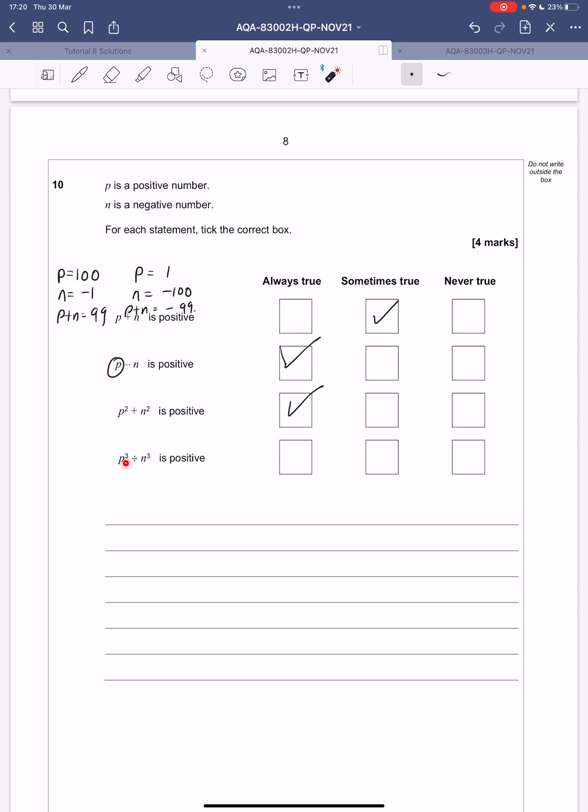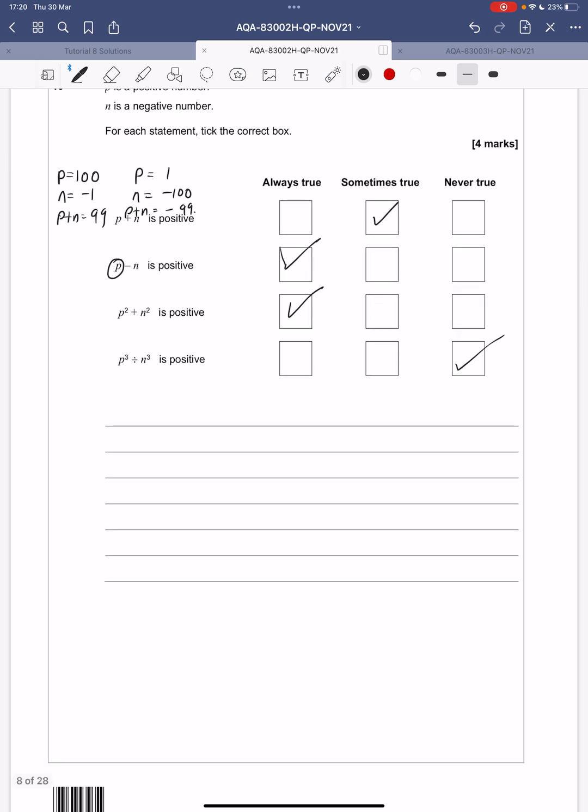Okay. Now P cubed, if P is positive, P cubed is positive. N, if it's negative, a negative number cubed is always negative. So we've got a positive divided by a negative, which is going to be negative. So that one's never true.